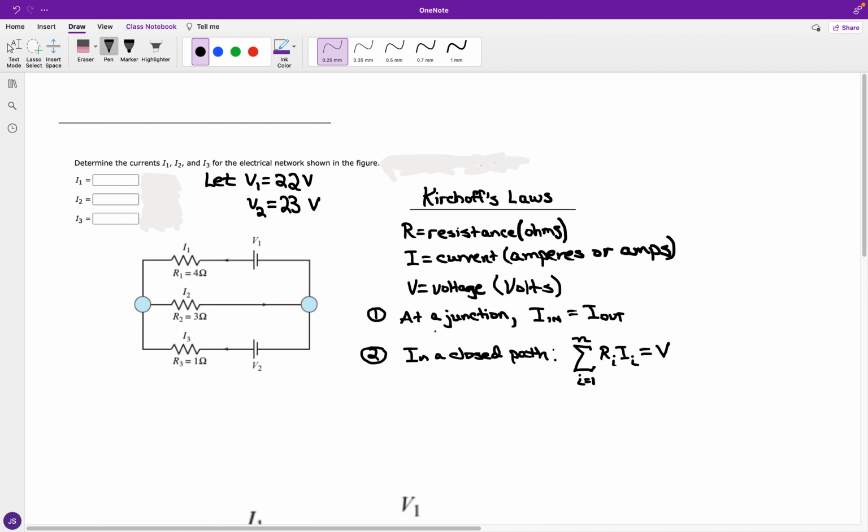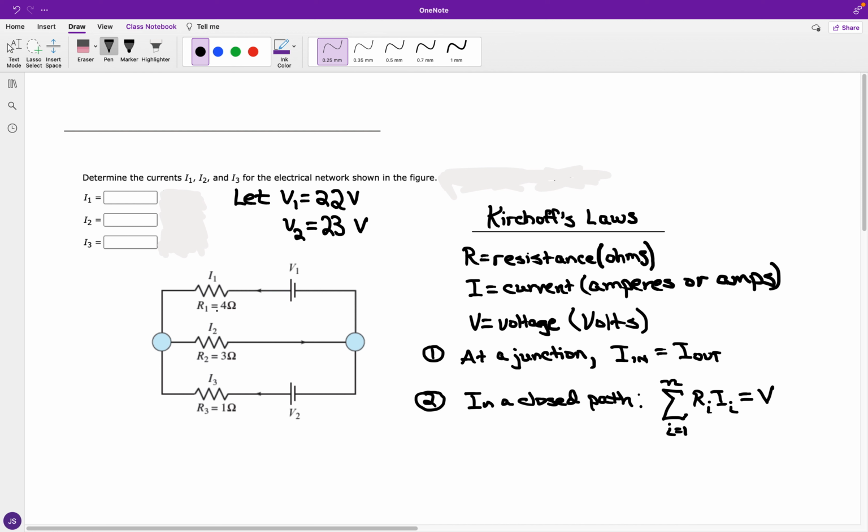And also, where voltage is concerned, for each closed path in the electrical network, the sum of the products of the resistance and the current in that path is equal to the voltage in that closed path. So you have the sum of the products of R and I equal to the voltage in that particular path. For what we have here, the first resistance is measured at 4 ohms, the second resistance is 3 ohms, and the third and last is measured at 1 ohm.